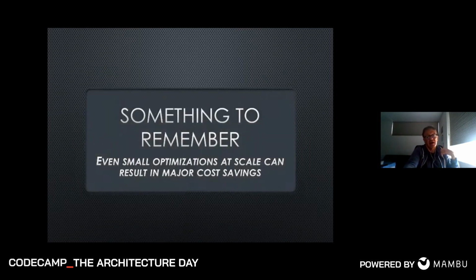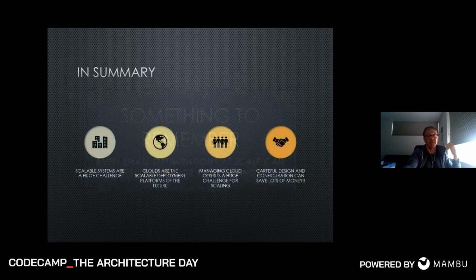So really, I think the takeaway from this talk is even small optimizations when you're scaling your workload can result in major cost savings. And 10% of $1 million is quite a lot of money. It might make your boss a lot happier at the end of the month.